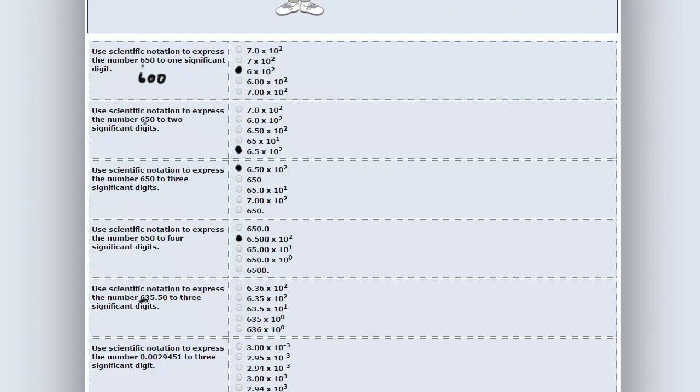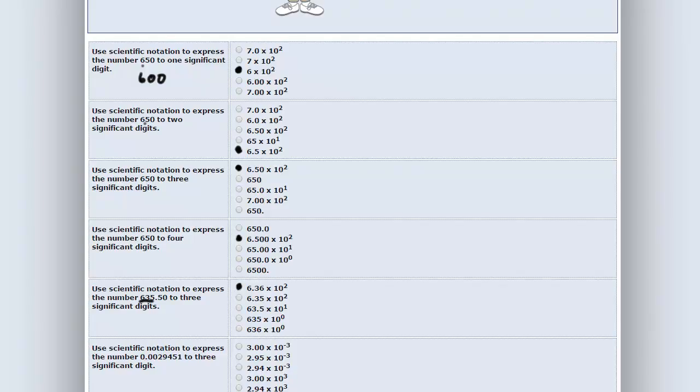Use scientific notation to express the number 635.5 to three significant digits. Okay, three significant digits. So these three right there. 635.5. The number ends exactly in a 5. So I look at this. It's odd, so it rounds up. So it's going to be 636. So 6.36 times 10 to the 2.